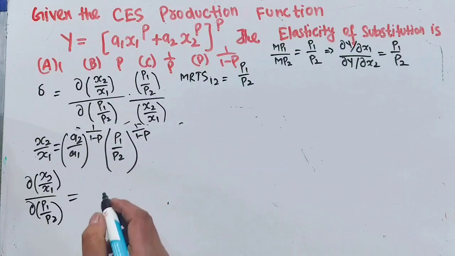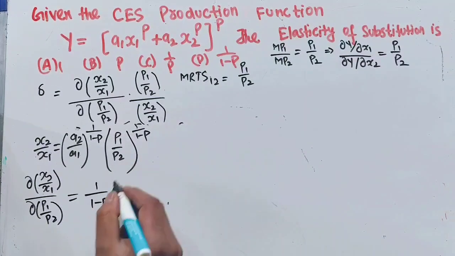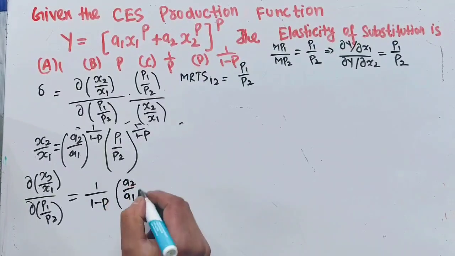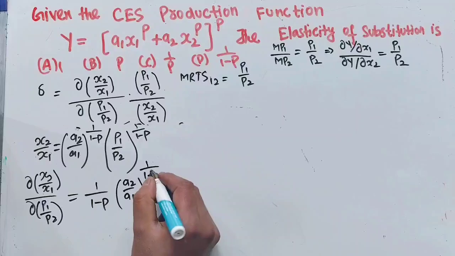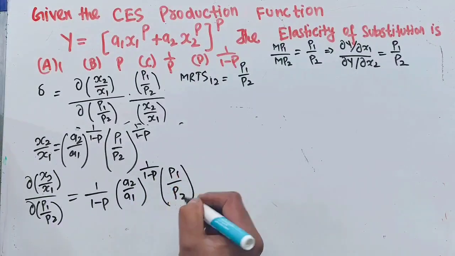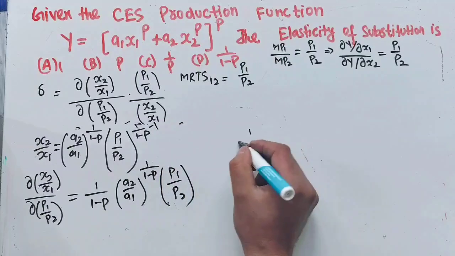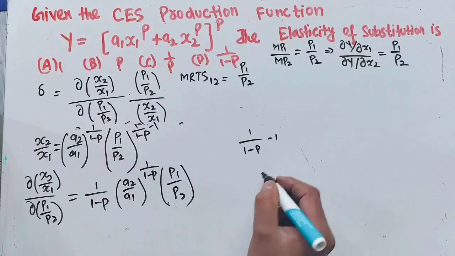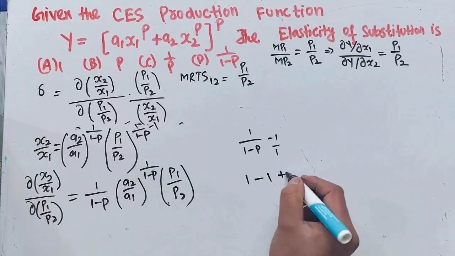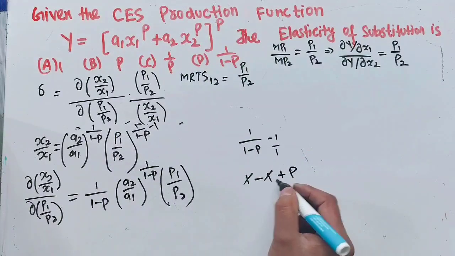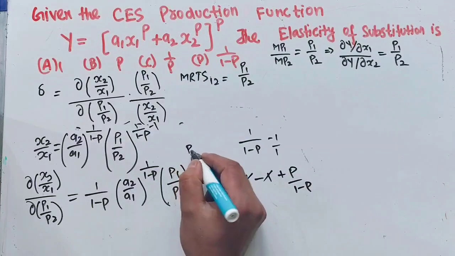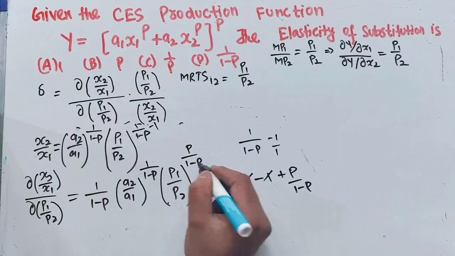Again, the exponent becomes coefficient, so we have 1 divided by 1 minus p, times (a2 upon a1) raised power 1 divided by 1 minus p, times p1 upon p2, and its exponent is subtracted by 1. So we have 1 divided by 1 minus p, minus 1. So it becomes 1 minus 1, minus into minus is plus p. So minus 1 plus 1 gets cancelled. We get p divided by 1 minus p here. p divided by 1 minus p.